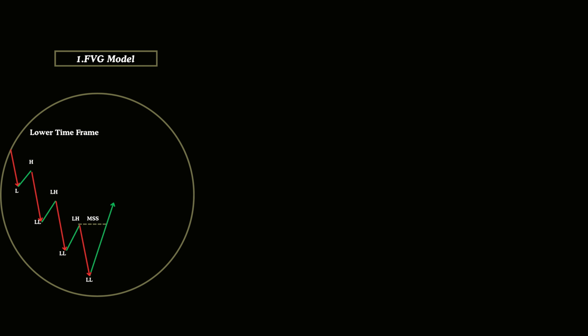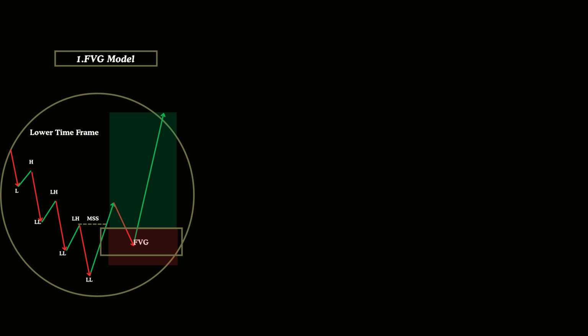In the first entry method, once price taps into a higher time frame supply or demand zone and establishes a market structure shift on the lower time frame, we then look for a bullish fair value gap that appears within that shift leg. That's the area where we place our buy position on the lower time frame. For take profit, you can target the nearest liquidity pool visible on the current chart or aim for key levels on the higher time frame if you're planning for a larger move.